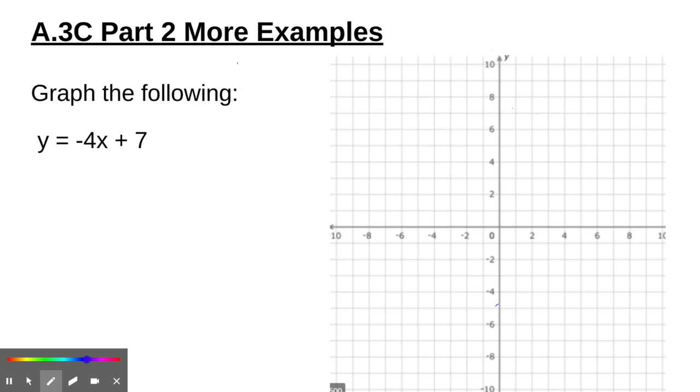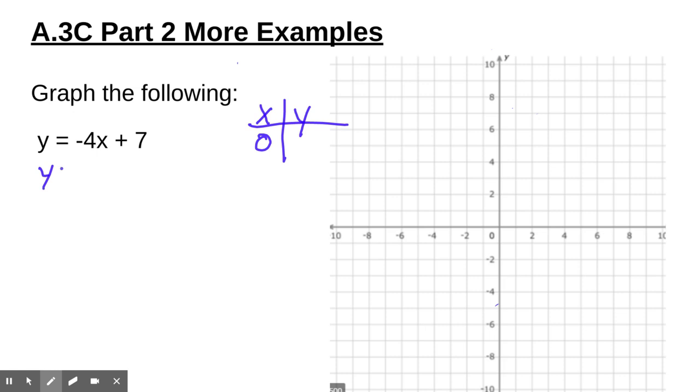Okay, here's our equation. I'm going to draw my table, x, y, and I'm going to set x to 0 first because it's going to be easier. Y equals -4 times 0 plus 7. That goes away, y equals 7.